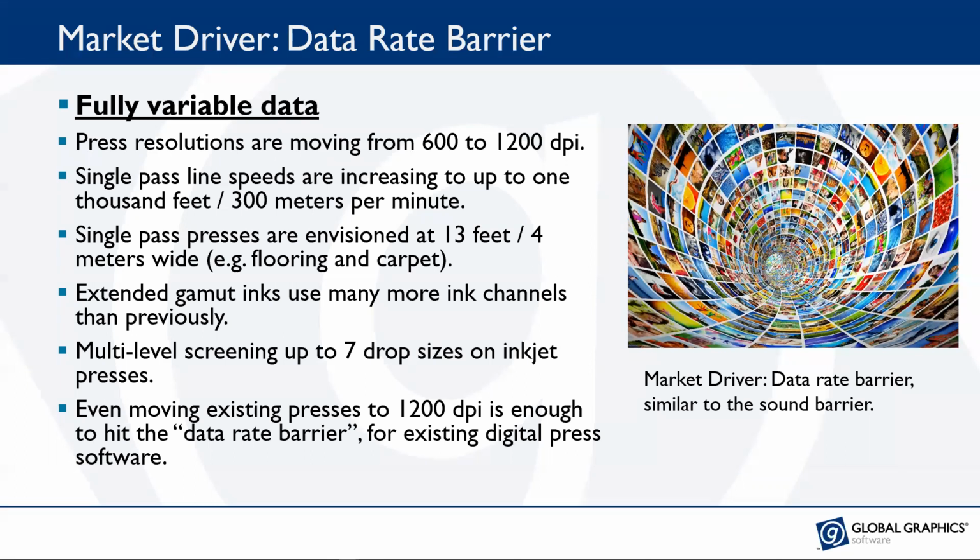OEMs are also requiring faster line speeds, so we're seeing up to 1,000 feet per minute. They're requiring wider presses with single pass alternatives to traditionally multi-pass presses. There's increases with extended gamut, so that's like adding orange, green, violet or white or varnish with a need to support additional print bars. Then there's multi-drop and multi-level screens for much higher quality, again increasing data. The result is the data rate is becoming a technical barrier.